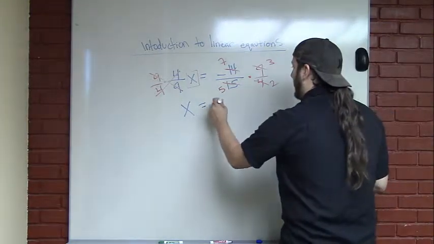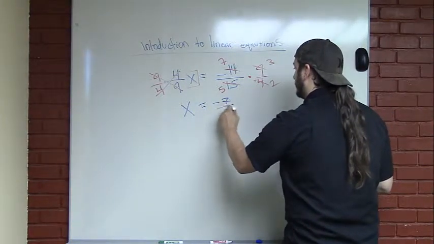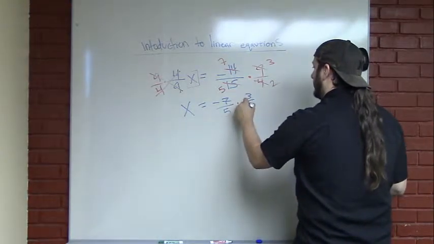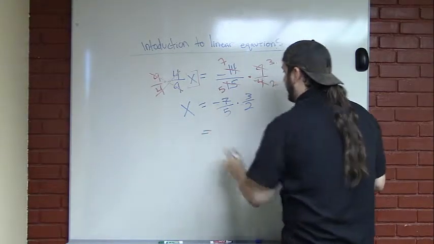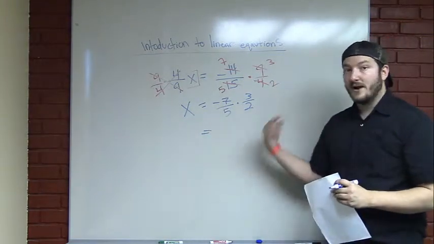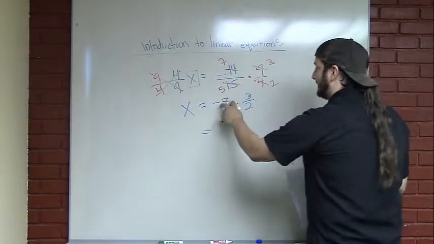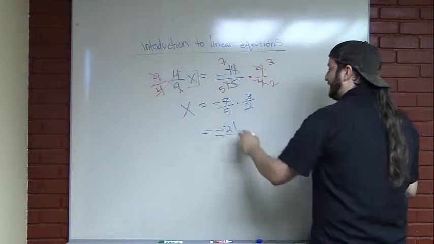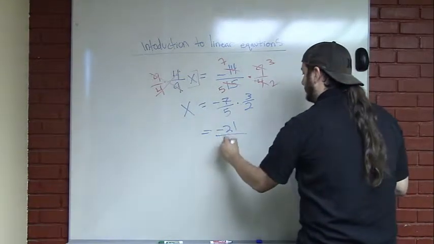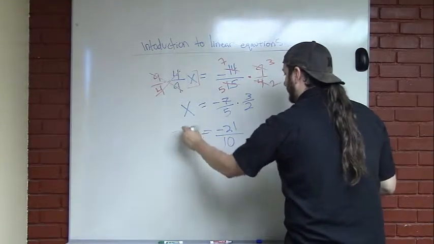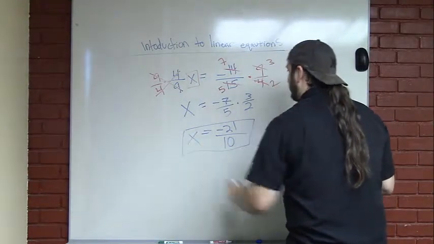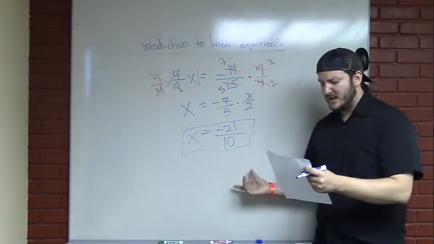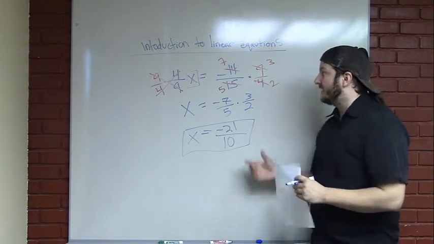Okay. So I'll just rewrite what we have. We have -7 over 5 times 3 over 2. Now again, you just multiply it right across. Okay. So -7 times 3 is -21 divided by 5 times 2, which is 10. And that, my friends, is your answer. Okay? So that's the last problem we're going to do with multiplication property of equality.